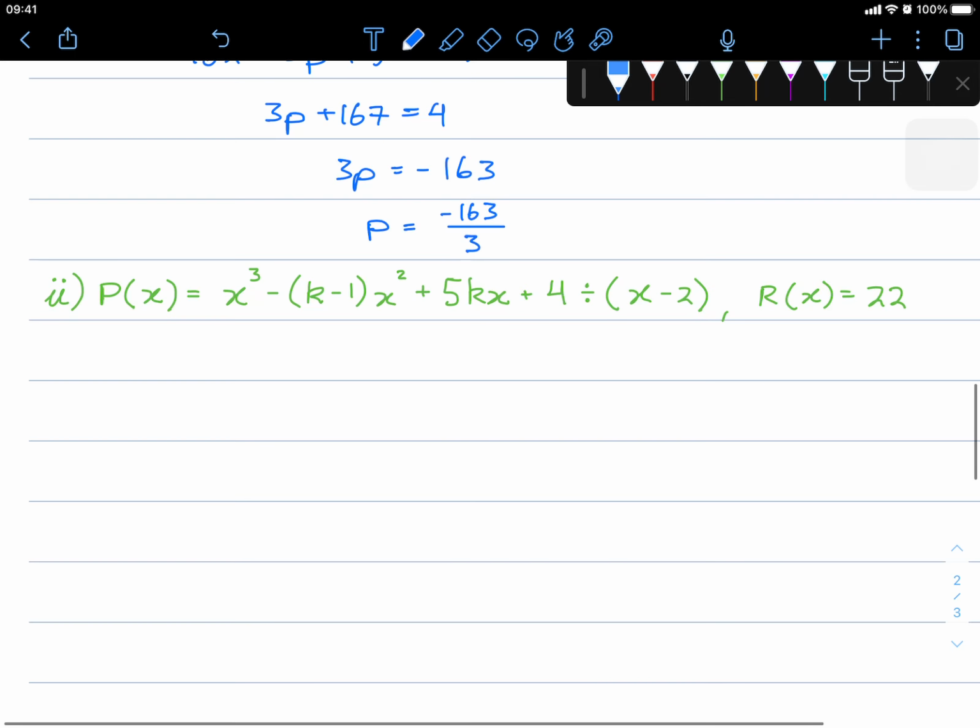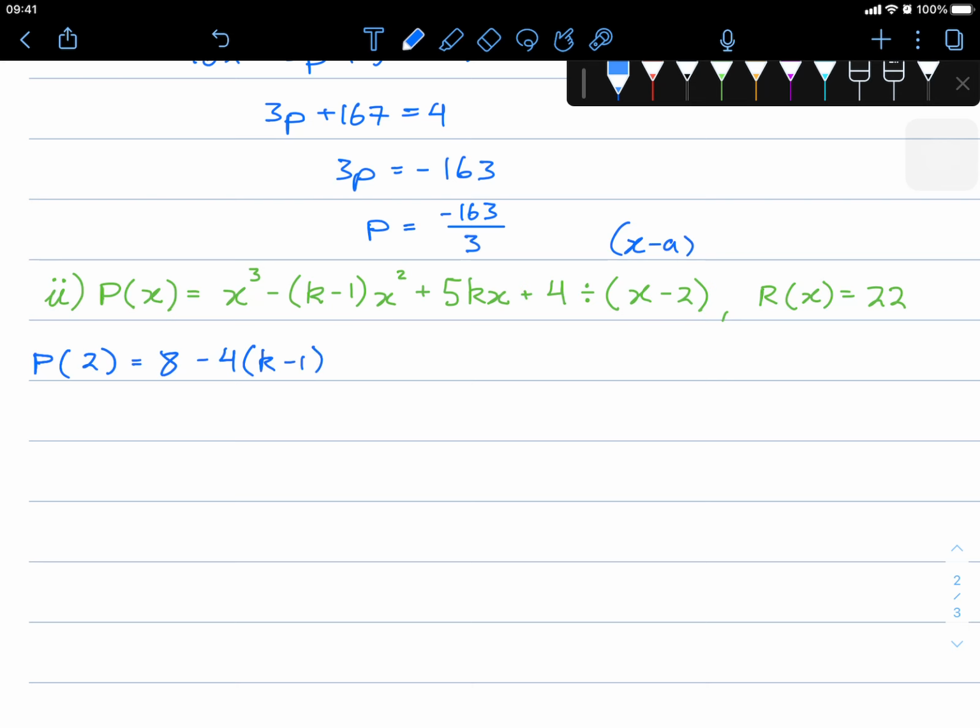So in this, we know that x minus a means a is 2. So we know that when we substitute the value of 2 into this equation, we get a result of 22. So it's going to be 2 cubed is 8, minus 2 squared is 4 times k minus 1, plus 5 times 2 is 10k plus 4, and we know this to be equal to 22.